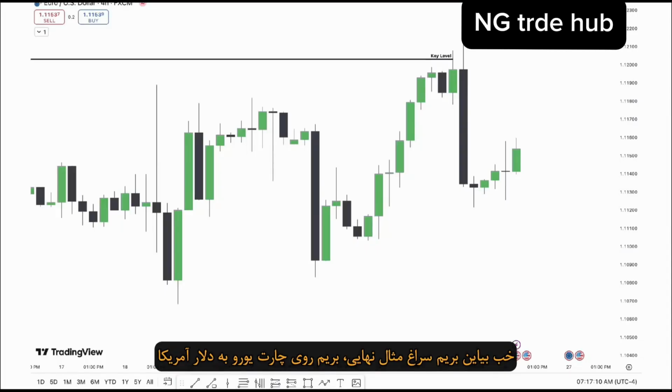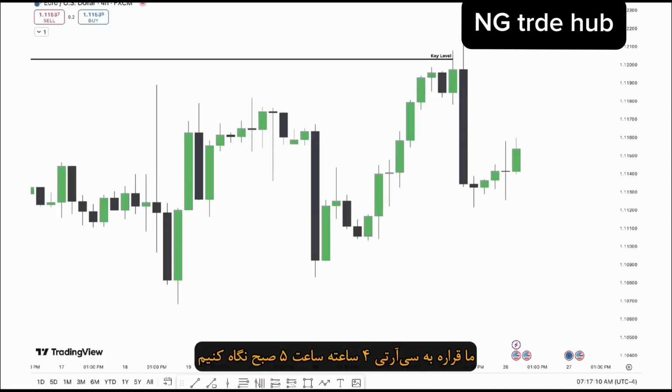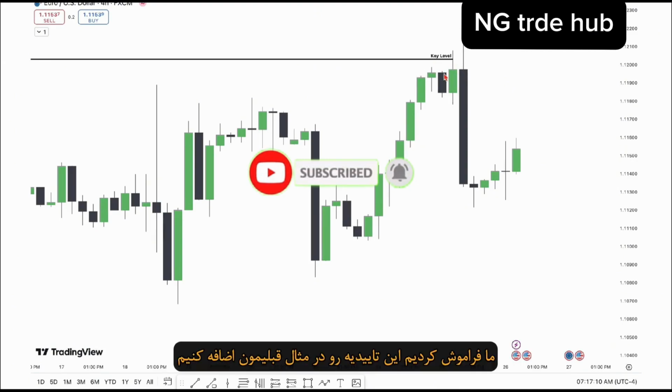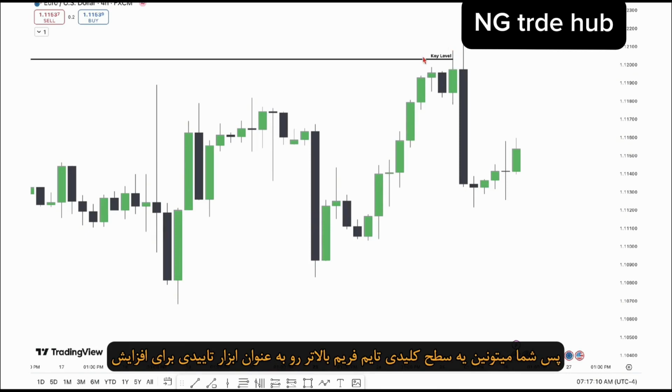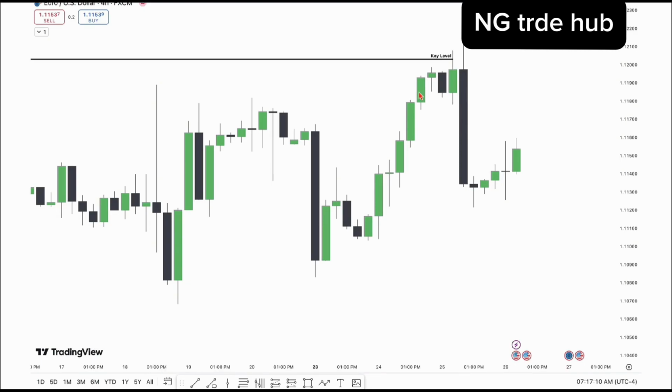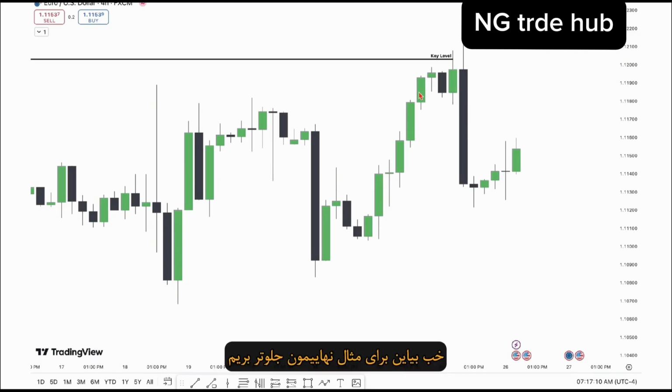Hop onto the Euro-US dollar chart. We're going to look at the 5 a.m. CRT. We hit a daily key level, which is an old high on the daily time frame. We forgot to add this confirmation in our previous example, so you can add a higher time frame key level as a confirmational tool to increase the win ratio of your CRT, and I would definitely recommend it to beginners to look for a key level while trading the 5 a.m. CRT model. So let's move further for our final example.